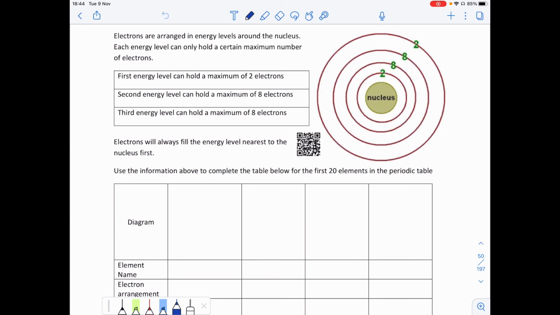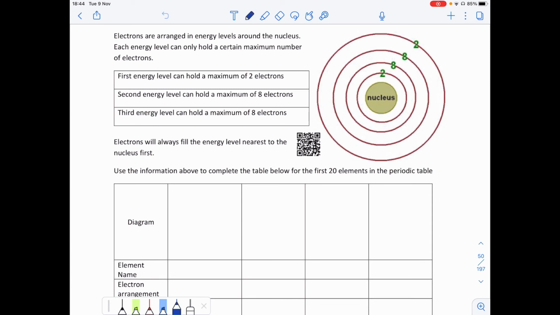Okay then, so this is the task I'd like you to do. Here are the rules as reminders. So we said that this is the maximum electrons that each energy level can hold, and we've always said that electrons always go into the first energy level, and that's the one nearest to the nucleus. It has to fill up from the nucleus at the beginning, okay? So we're going to do this for the first 20 elements.